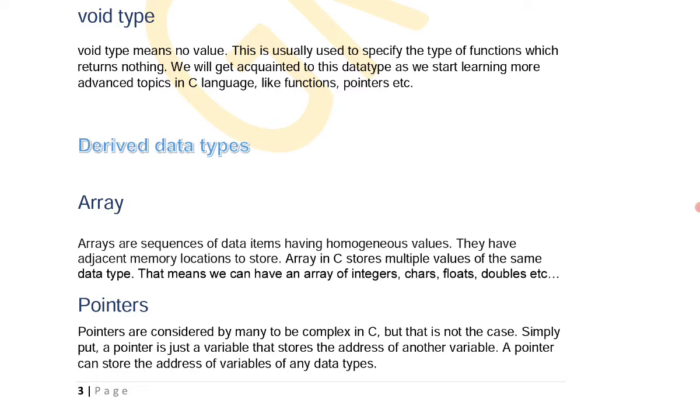So void type means no value. This is usually used to specify the type of a function which returns nothing. Void type is used only with functions in C language, and it cannot be used with integer values or ordinary primary data types.